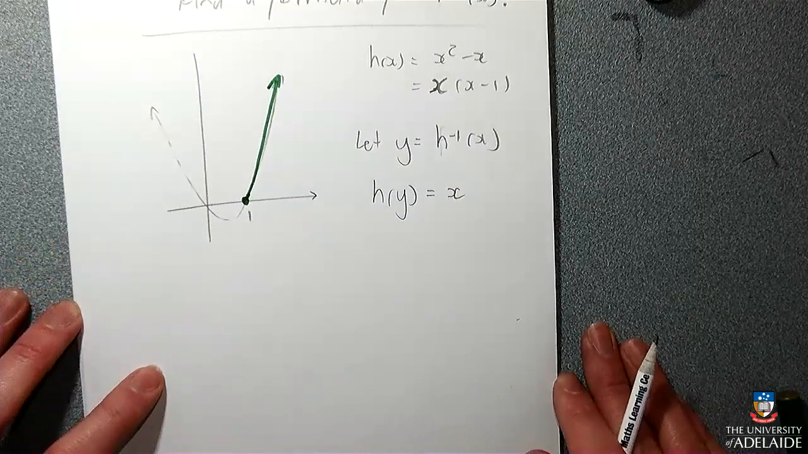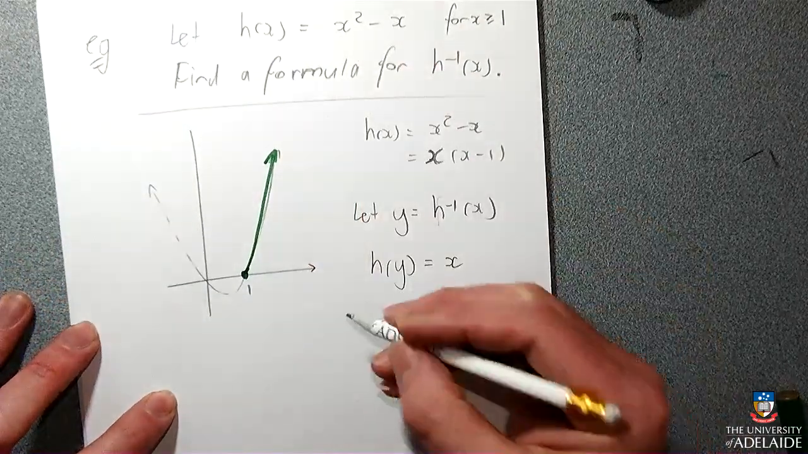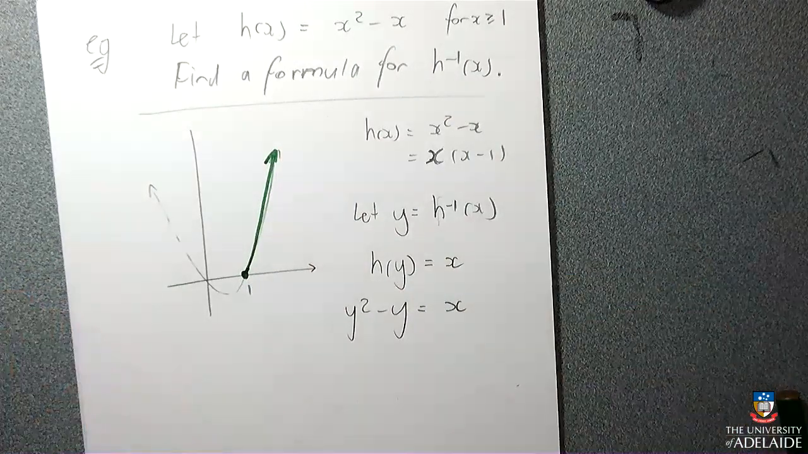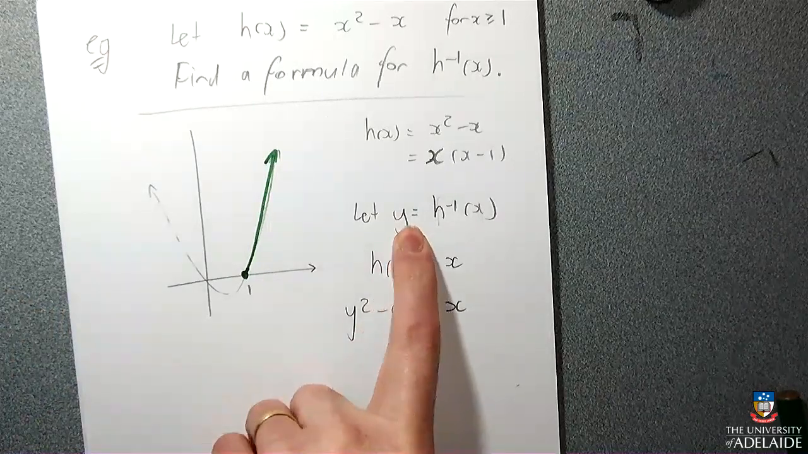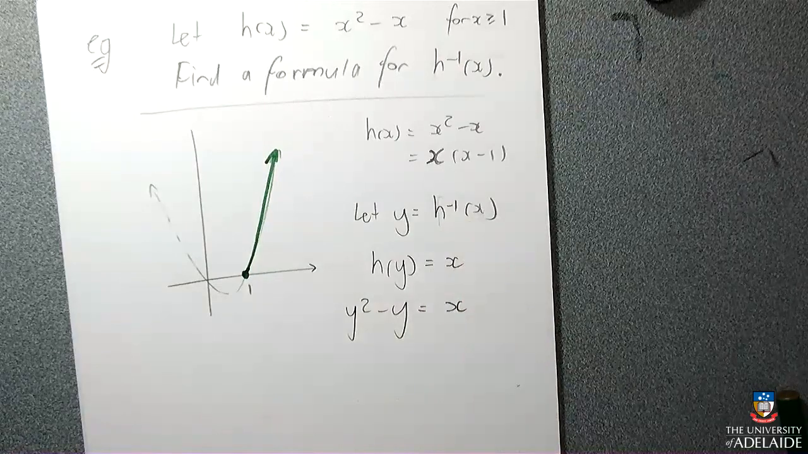Okay. Well, I know what h of y is. It's this, but with a y. Well, and then I need y equals. Because if I could figure out what y equals was, then that would be the correct formula for h inverse of x. Well, that's not fun. That's a quadratic equation.